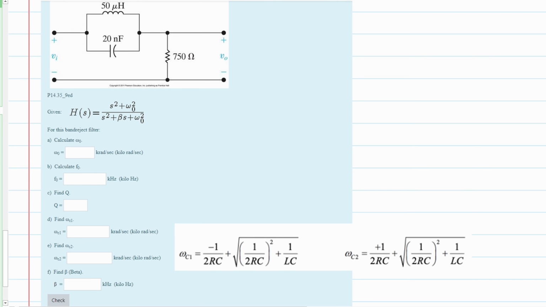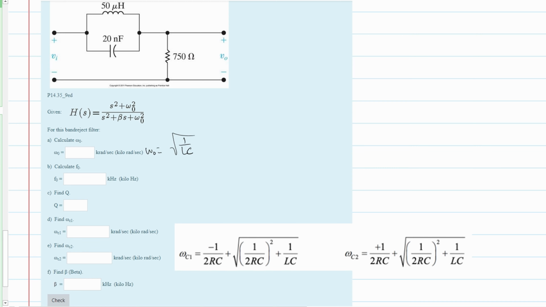Now we need to calculate our omega naught, and our omega naught for band reject, and it's in parallel like this, we are going to have omega naught equal to the square root of 1 over our L times C. And our L is going to be the 50 microhenries. Our C is going to be the 20 nanofarads. So we're going to plug these into the denominator right here, underneath 1, and then square root the whole thing.